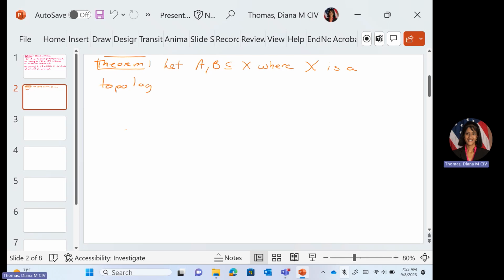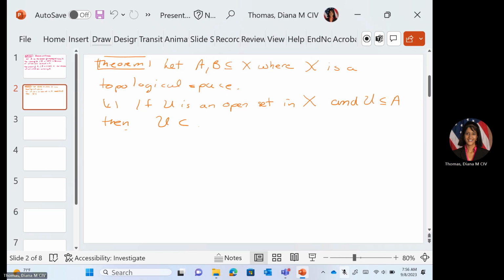So I actually use these theorems quite a bit. If U is an open set, and X in U belongs to A, or is inside A, then U is contained in, and this might be, yeah. So.